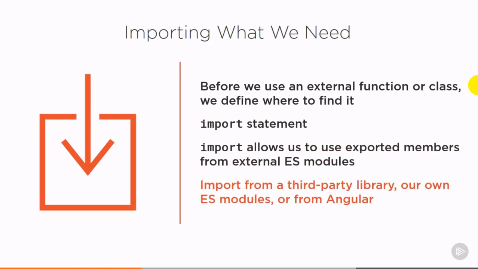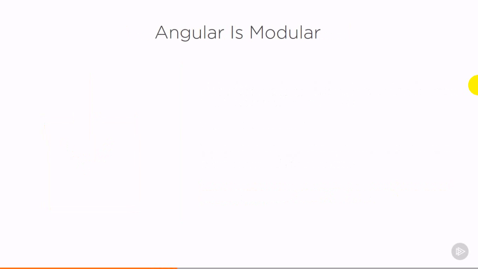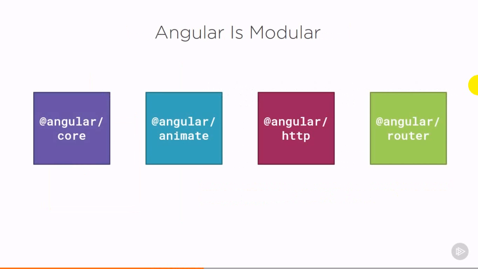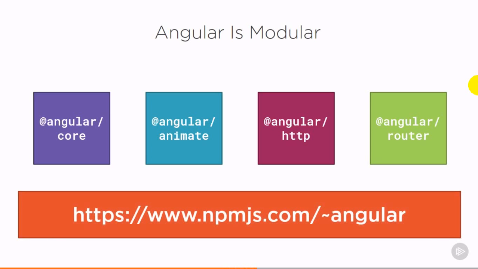We'll use the import statement throughout our code to import any third-party library, any of our own modules, or from Angular itself. We can import from Angular because Angular is modular. It is a collection of library modules. Each library is itself a module made up of several related feature modules. When we need something from Angular, we import it from an Angular library module, just like we import from any other external module. Use this link if you want to view the list of available Angular 2 library packages and their current versions.